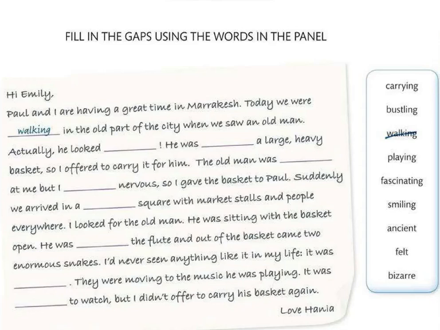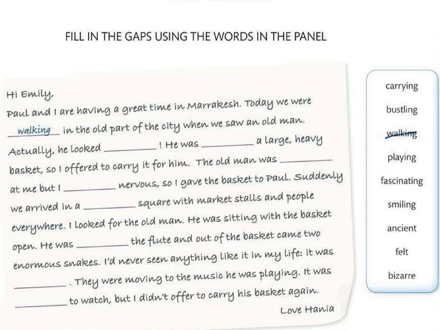The old man was smiling at me. But I felt nervous. So I gave the basket to Paul. Suddenly, we arrived in a square with market stalls and people everywhere. Square is, as we say, a plaza. So, arrived in a bustling square. Bustling is like a crowded, busy or crowded place with market stalls and people everywhere.